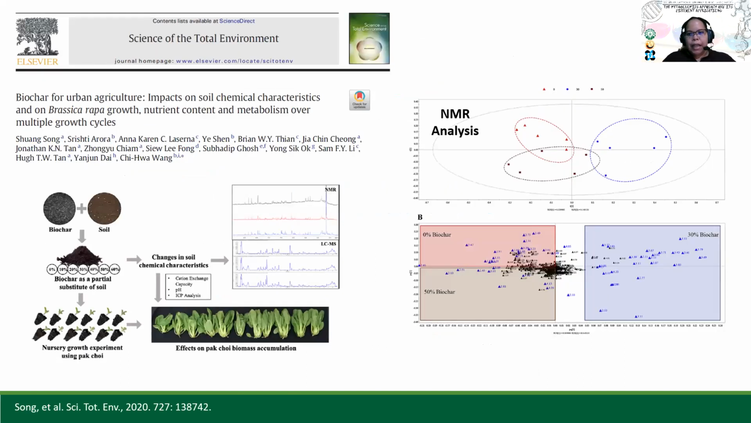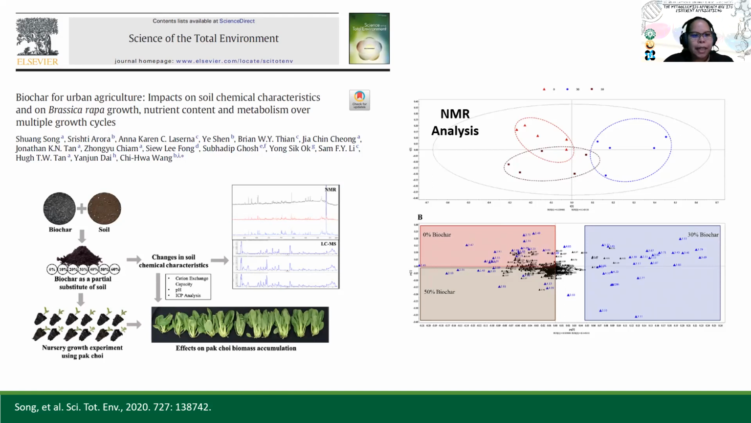So for the first application that I'm going to show, this is the work of a collaborator, Song Shuang and Srishti, together with their professors, Wang Chiwa and Yu Tan, and the Health Services Authority (HSA) of Singapore. For this application, they made use of biochar for urban agriculture, and they wanted to assess the effects that biochar application can have on the bok choy.